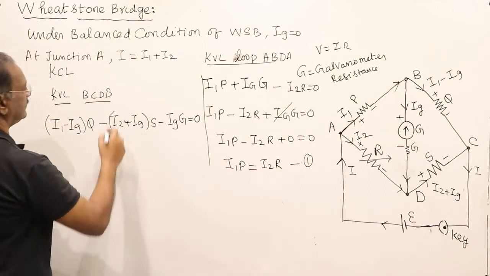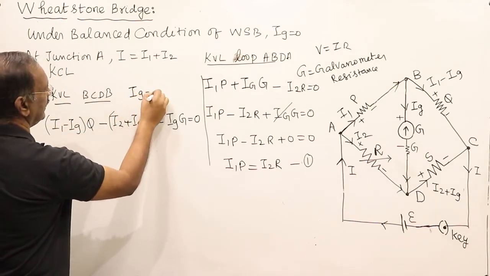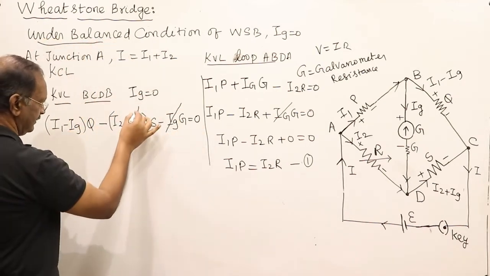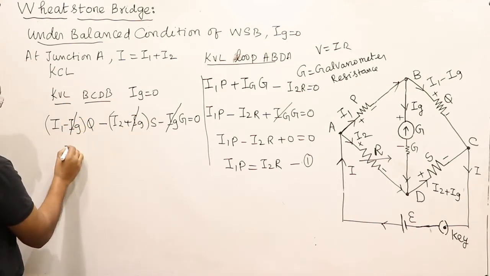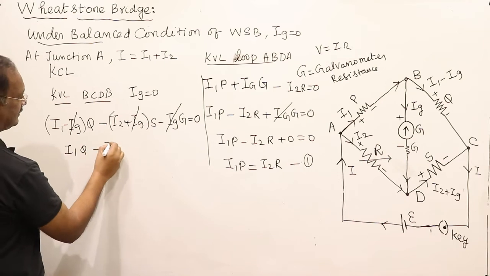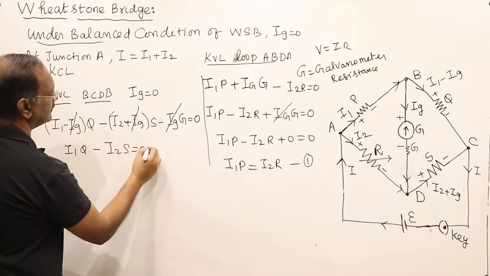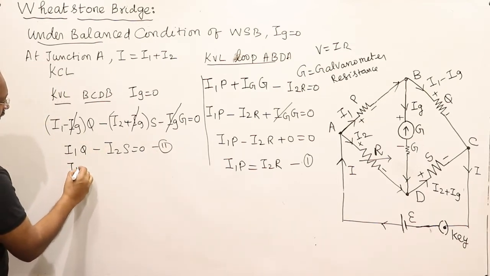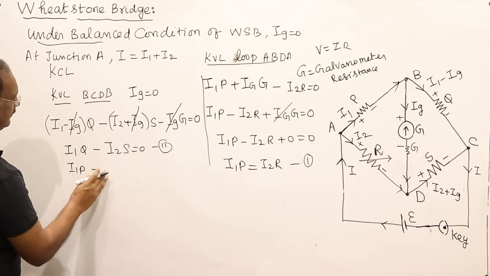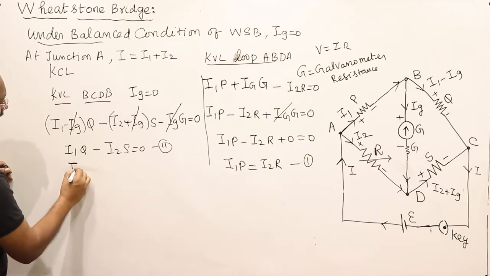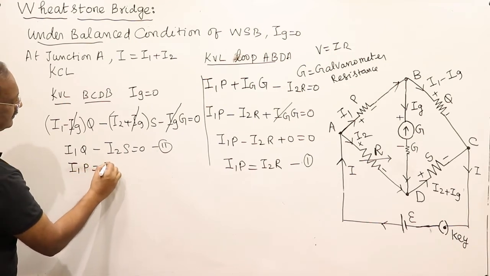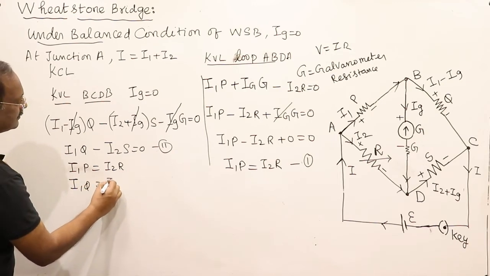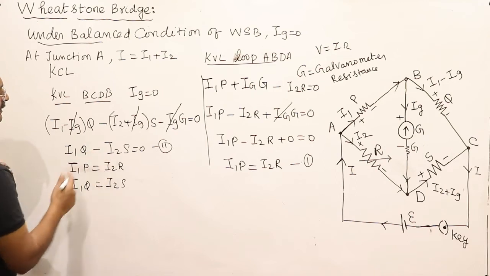So since Ig is equal to 0 under balanced condition, this portion is equal to 0, this is also 0, and we can write I1Q minus I2S is equal to 0. This is the second equation, and the first equation is I1P is equal to I2R. This is I1Q is equal to I2S, second equation, we can write it like this.